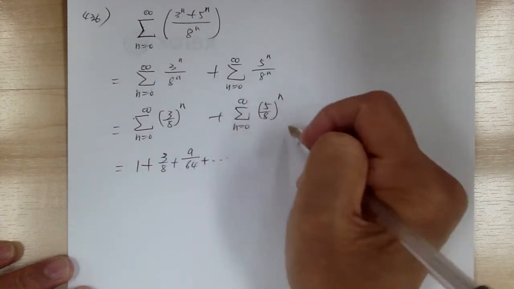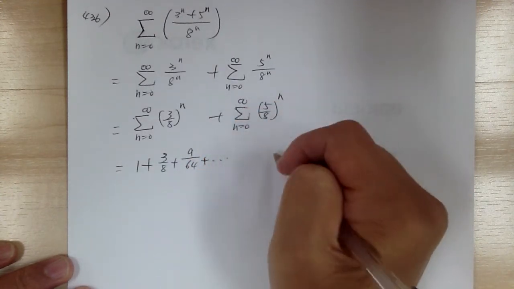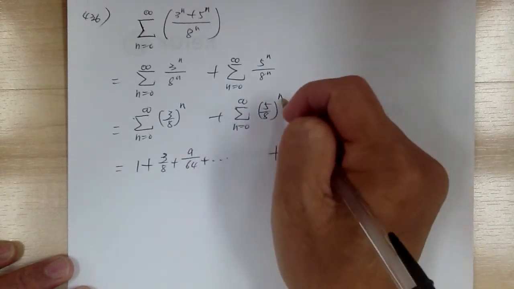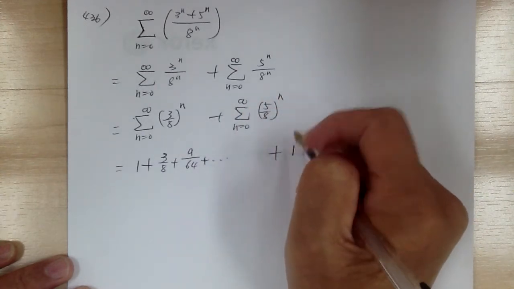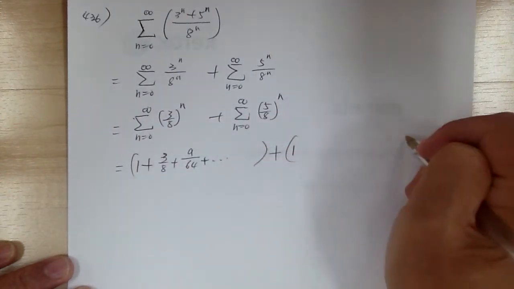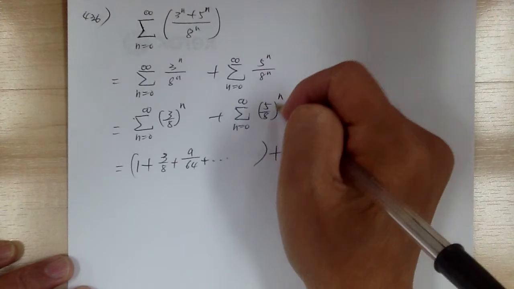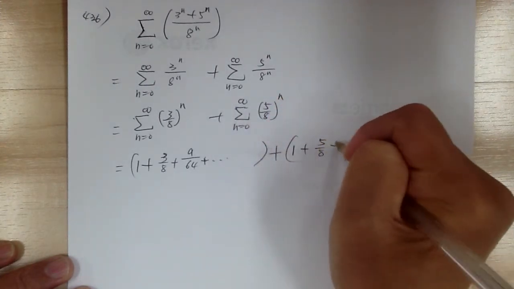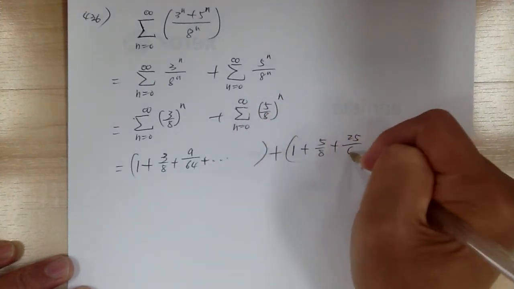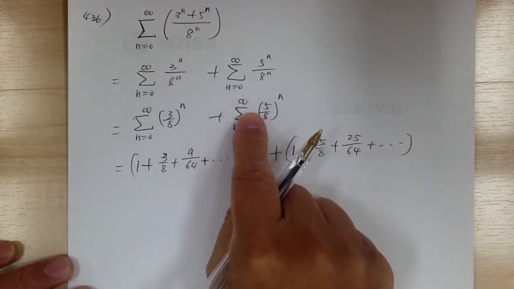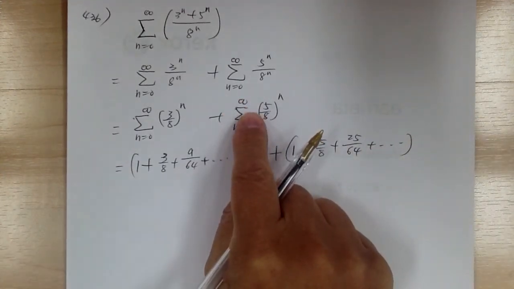This one over here, again do the same thing. When n equals 0, you get 1. When n equals 1, you get 5 over 8. When n equals 2, you get 25 over 64 plus and so on. And it goes to infinity. So this is the infinite series.